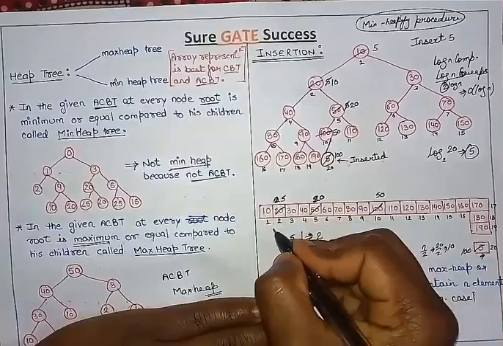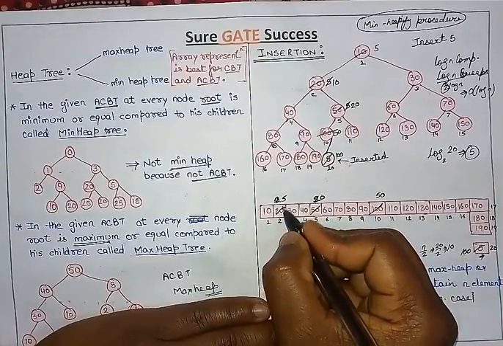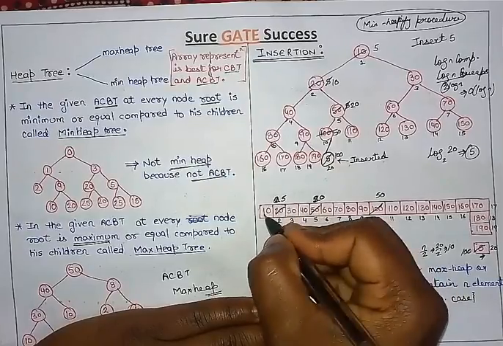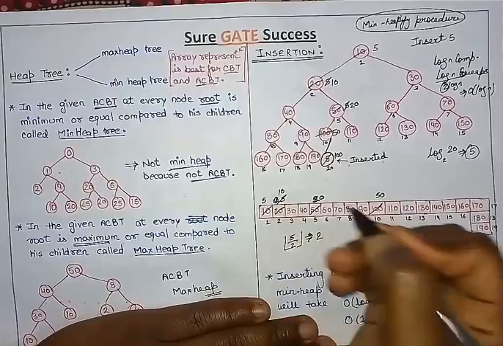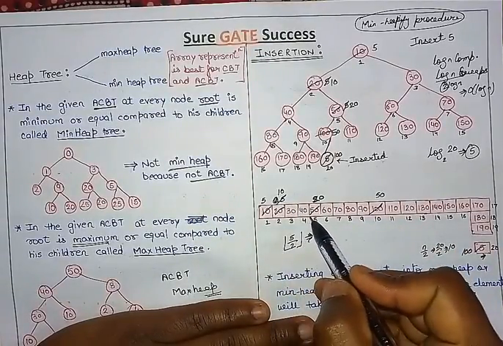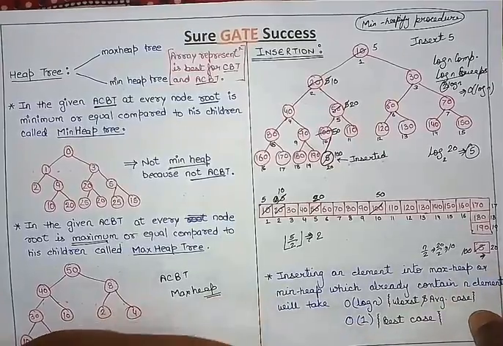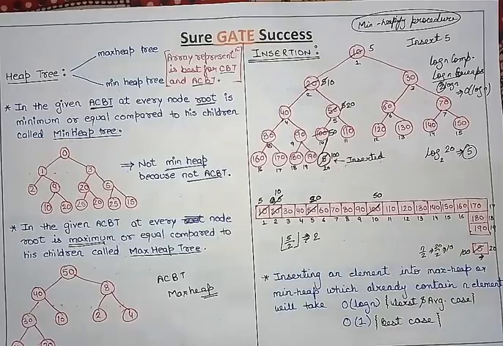Similarly, now we have to check with its parent. What will be the parent of 5? The parent of 5 will be 10. So as 10 is greater, we have to replace it with 5. So this will be the final sequence 5, 10, 30, 40, 20. This is the final sequence which satisfies the min heap property.